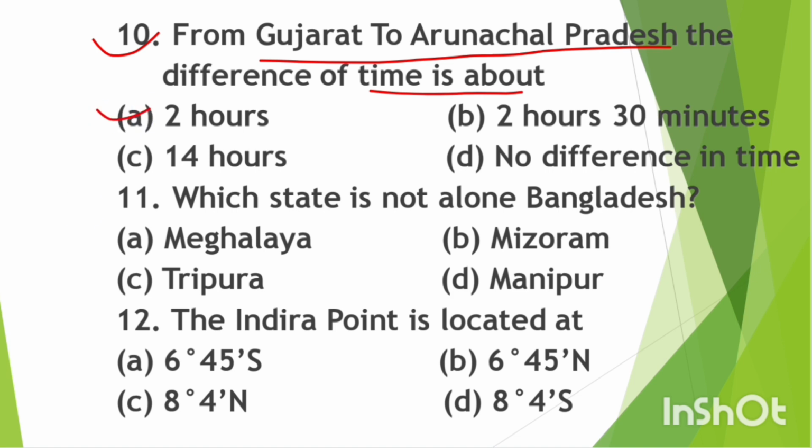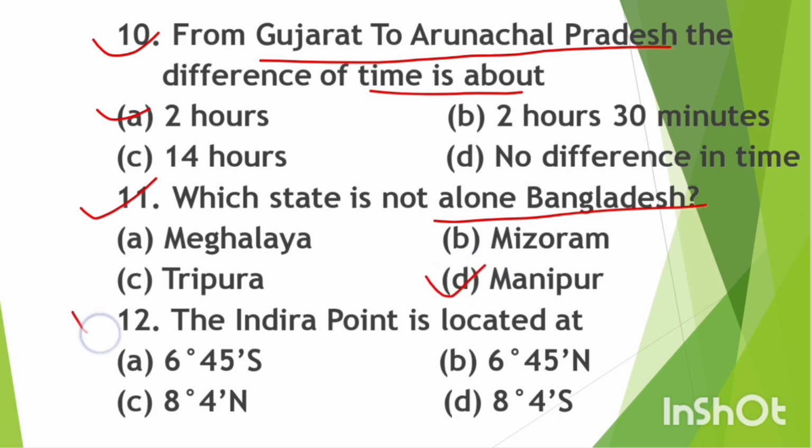Next question, question number 11. Which state is not along Bangladesh? Option number A, Meghalaya. Option number B, Mizoram. Option number C, Tripura. And option number D, Manipur. So answer for this question, option number D, Manipur.